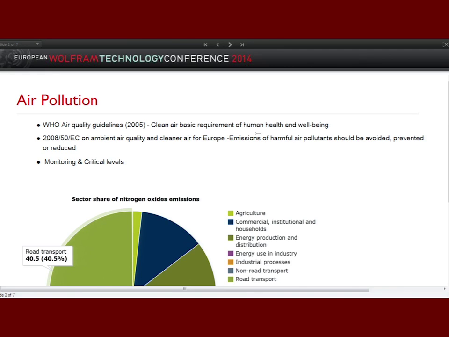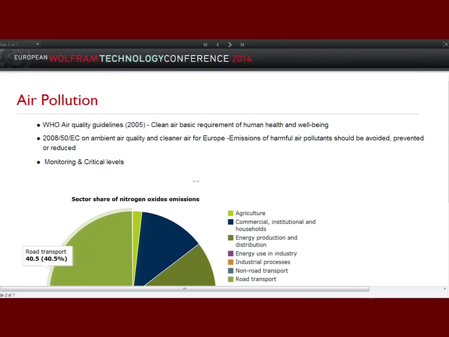So there are some guidelines written by the WHO's air quality guidelines about many components of the air, and unfortunately we are far from this requirement. We cannot even fulfill the European Community's restrictions on air quality.